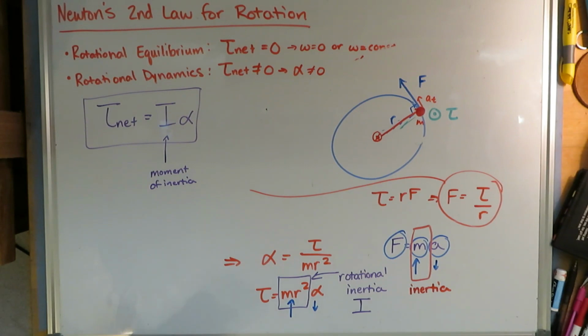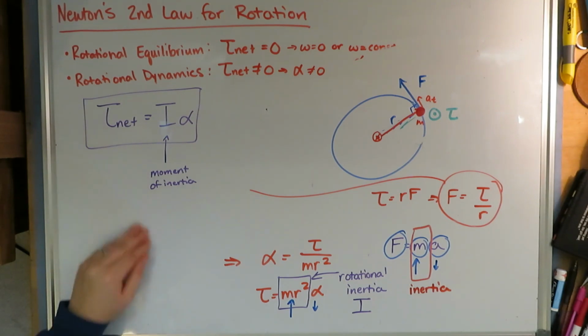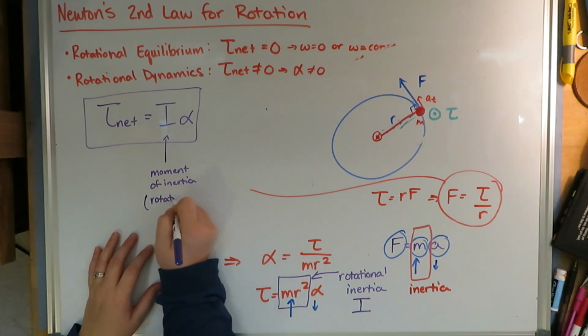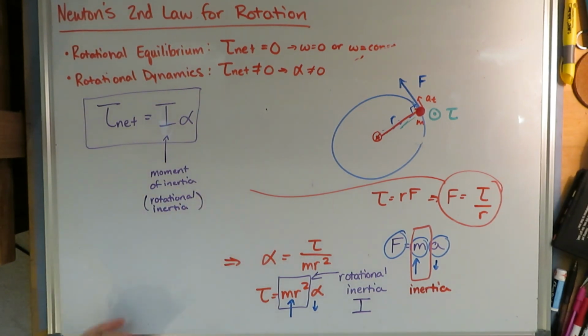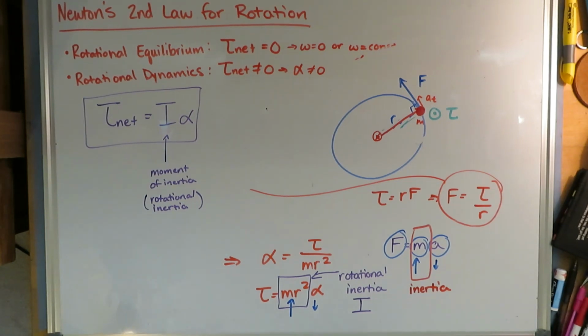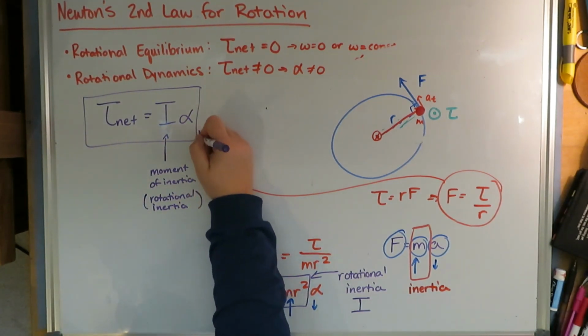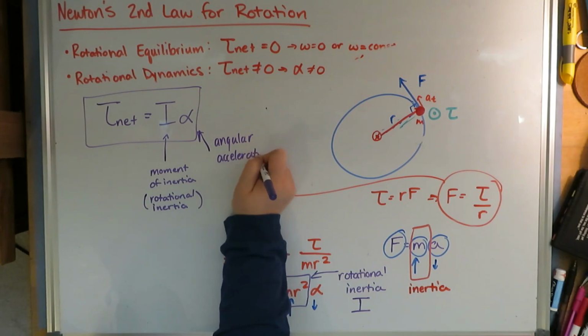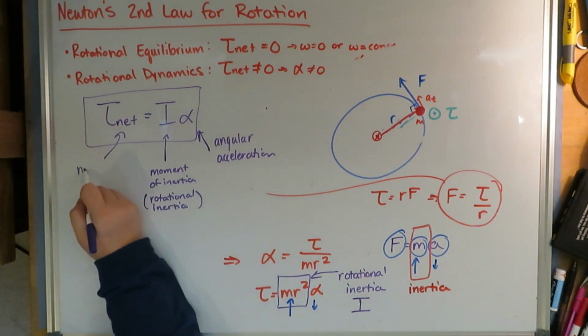In chemistry, you might have talked about dipole moments, when you were talking about properties of molecules and atoms, polar molecules and so forth. So this moment of inertia is very similar to a dipole moment, but we also call it rotational inertia. Sometimes they call it moment of inertia because you don't technically have to be rotating to have a moment of inertia, so it's kind of interchangeable. And then, of course, this is your angular acceleration, and this is your net torque.